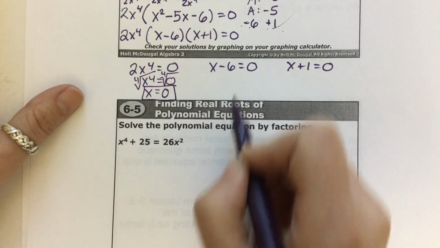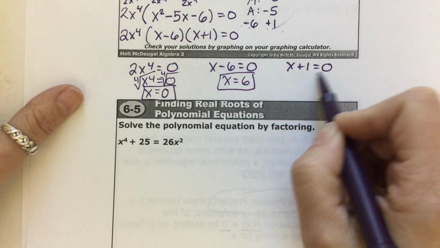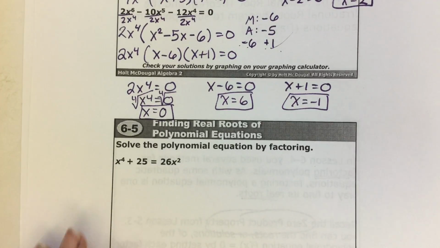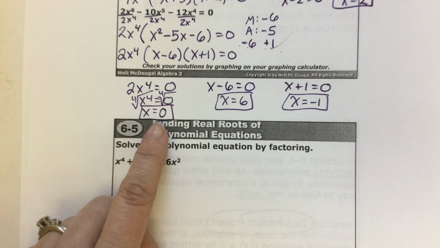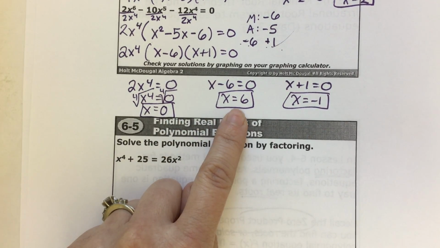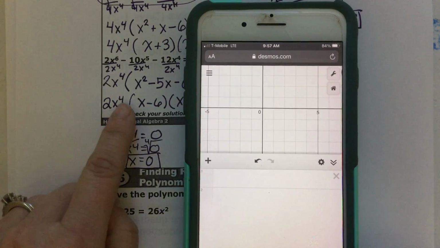Well, that's a 0. Here I add a 6. 0 plus 6 is 6. Here I minus a 1. 0 minus 1 is negative 1. So my zeros, when I graph this on Desmos, that polynomial function would touch or cross the x-axis at 0, 6, and negative 1. So let's go on to Desmos and let's see if that's the case.